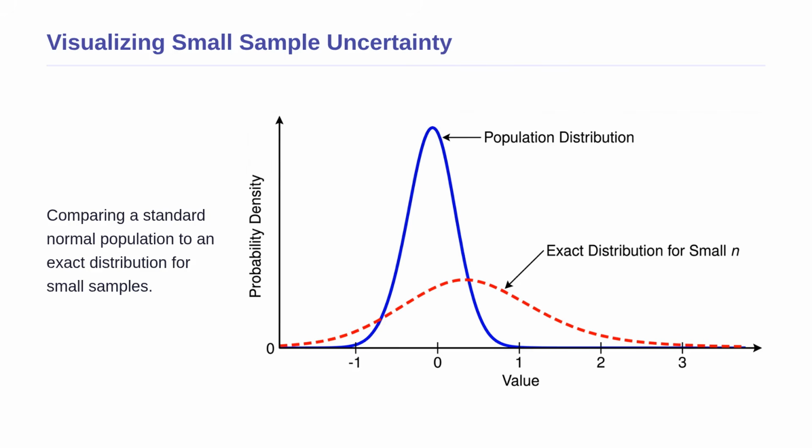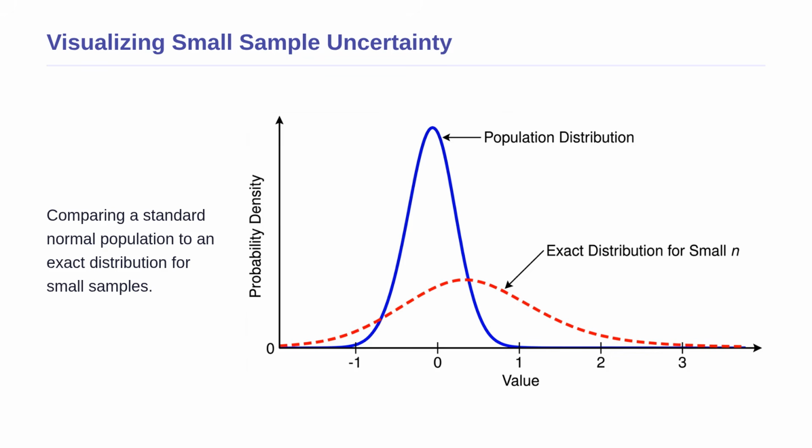Before we move on, let us see this uncertainty with a concrete visual example. Look at the diagram on your screen. The solid blue line represents the true population distribution, which is a perfect, tall bell curve. Now look at the dashed red line. This represents the exact distribution for a small sample drawn from that same population.